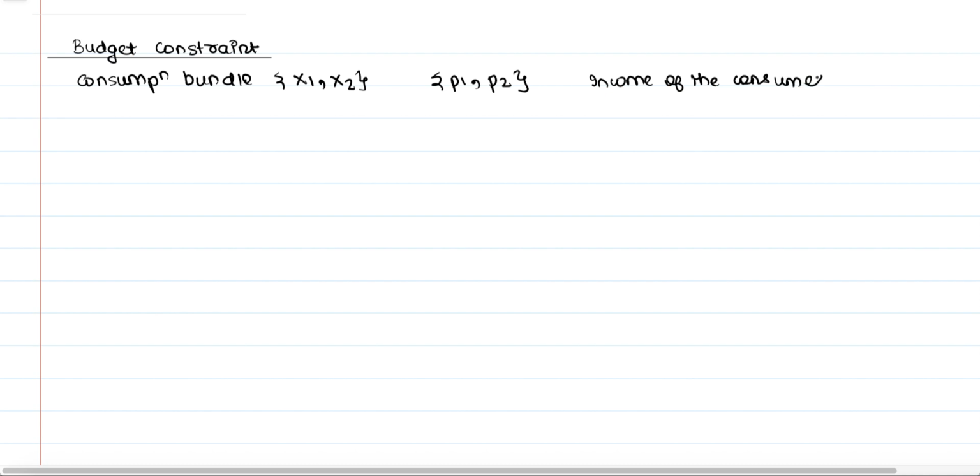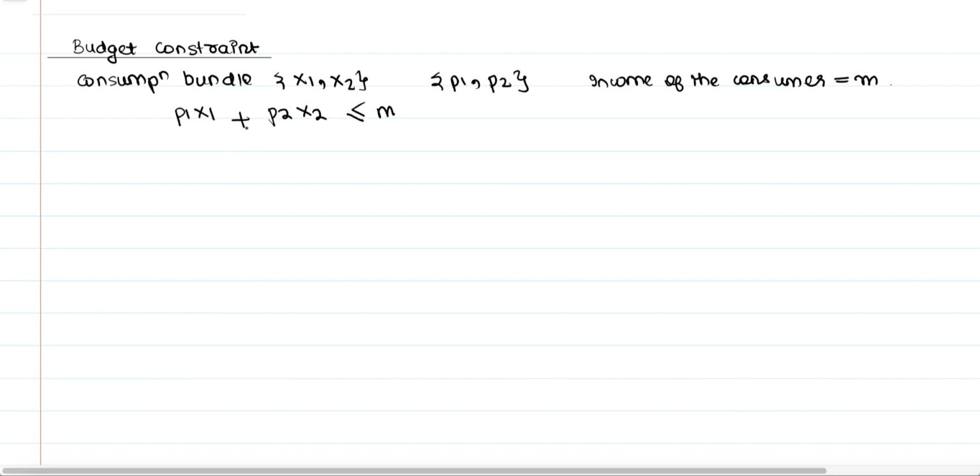Income of the consumer is m. So what is the expenditure on x1? p1 x1. What is the expenditure on x2? p2 x2. So this is the total expenditure on x1 and x2. This expenditure has to be less than or equal to m. So this is the budget constraint which you have. This is the set of affordable bundles which you can have at prices p1, p2 and income m.